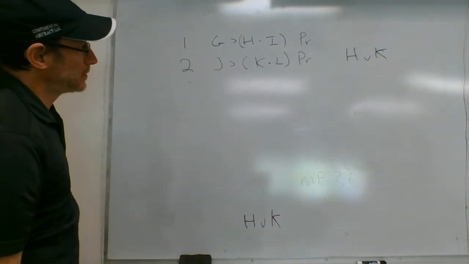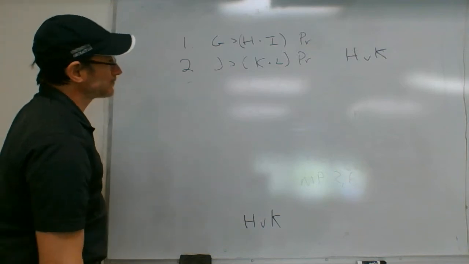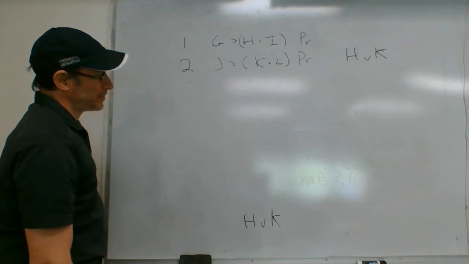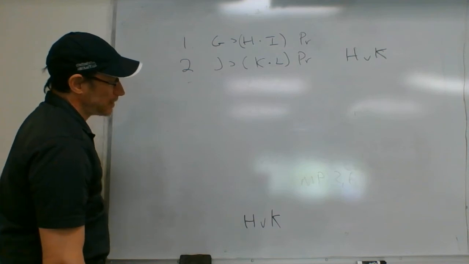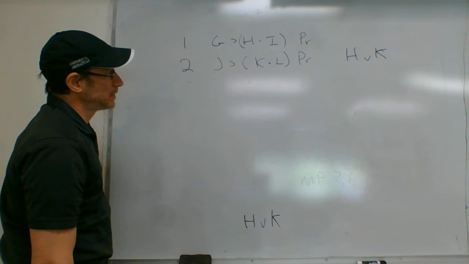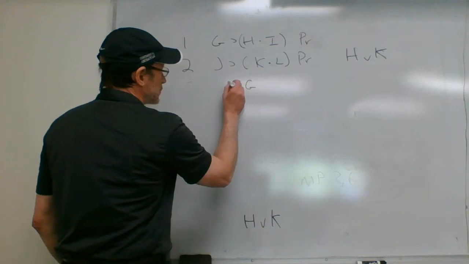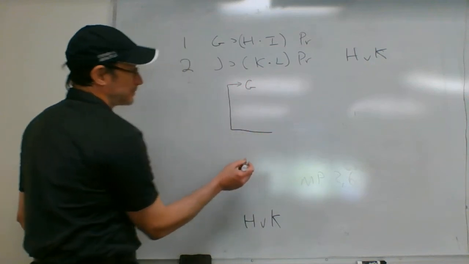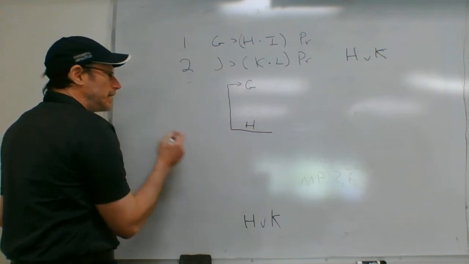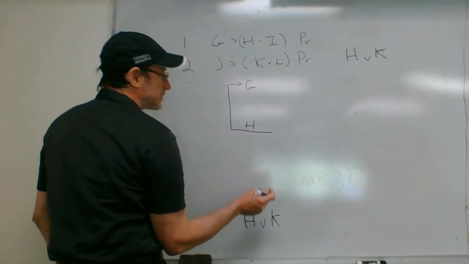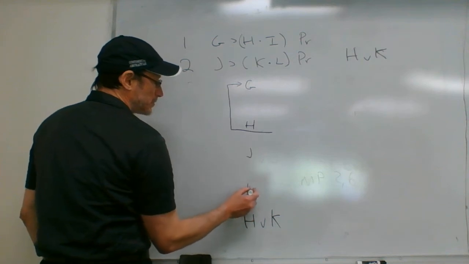Now, what can I do with these premises? Okay, well, what I'm going to do is try to do two different conditional proofs here. I'm going to be able to prove that if G is true, I'm going to be able to prove H, and I'm also going to say, if J is true, I'm going to be able to prove K.